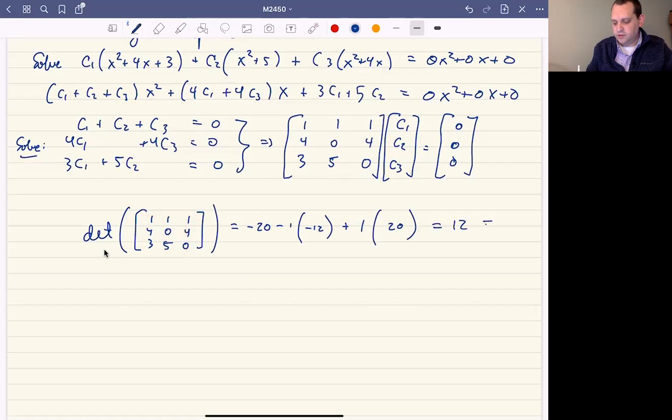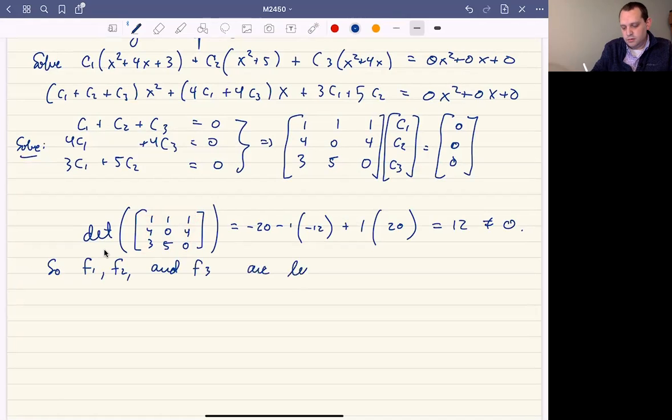And our answer is 12. I don't really care what the answer is except to say that it's not 0. And therefore, those three vectors, f1, f2, and f3, are going to be linearly independent. Okay, so determinants can be very useful in determining linear independence, remembering that it all really comes down to solving the matrix equation AX = 0 and whether or not we have only the unique solution there.